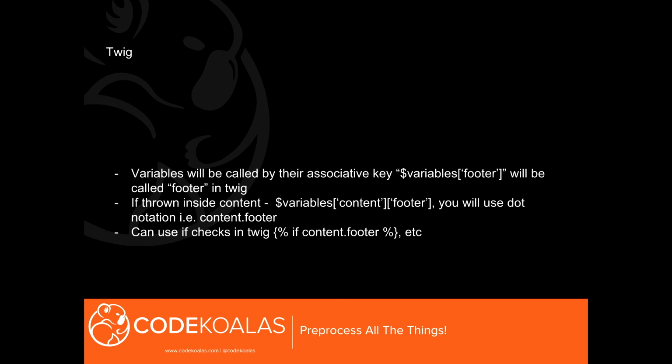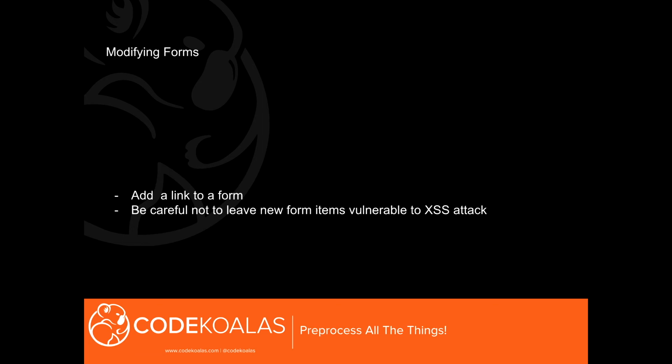Lastly, we have forms you can do. It's not necessarily preprocessing. You can preprocess forms, but the main way to modify forms is through a hook form alter. I'm going to discuss how to add a link to a form. You do need to be careful when you're just adding elements, mainly text fields, to forms, because people can hack into those, so you have to have the right things in place so people can't do that.